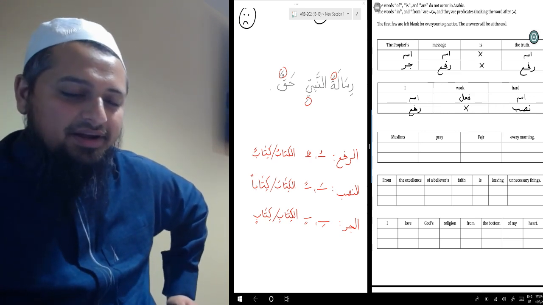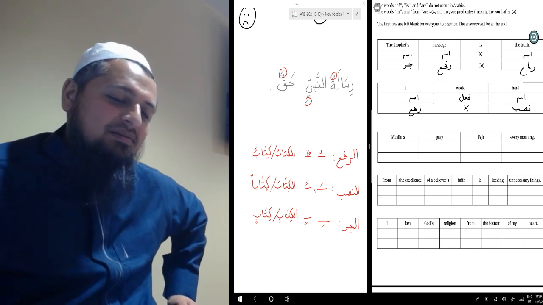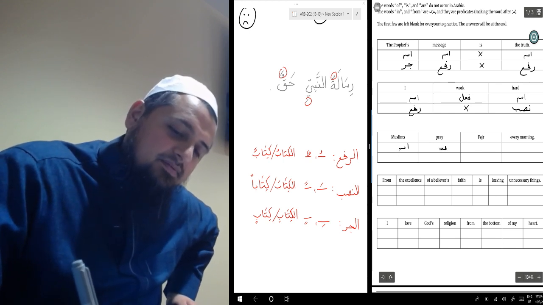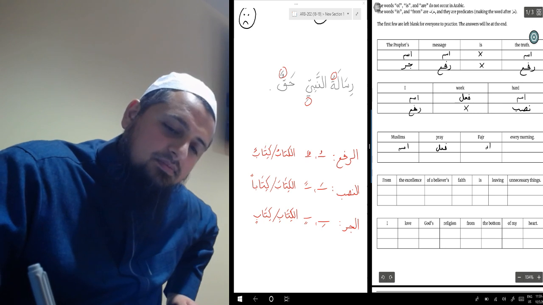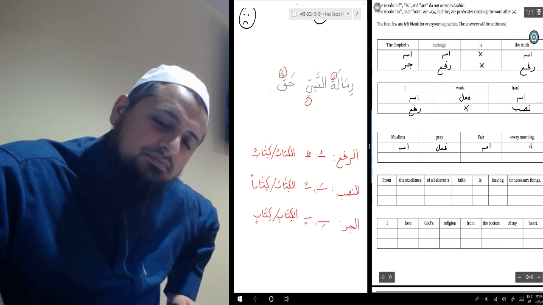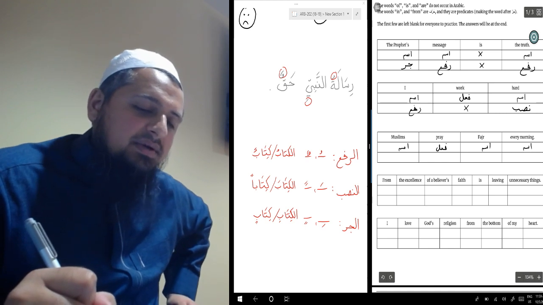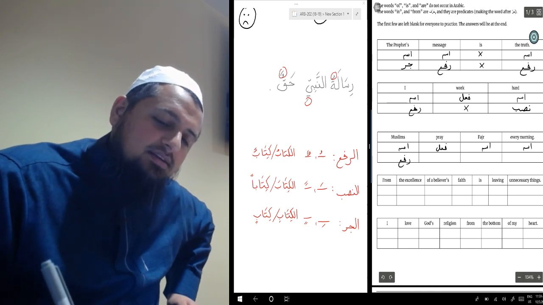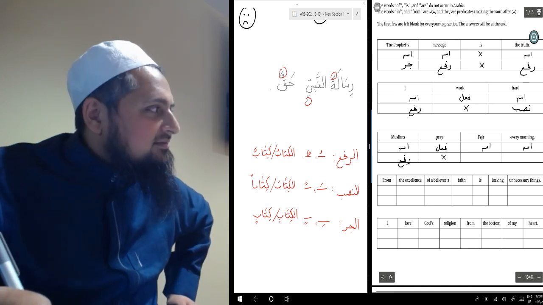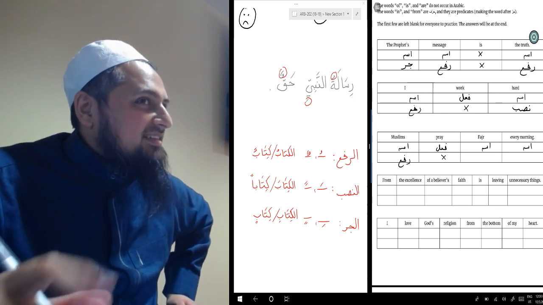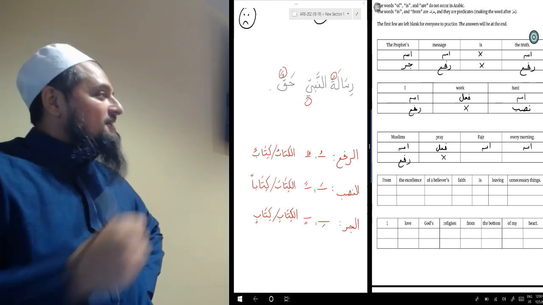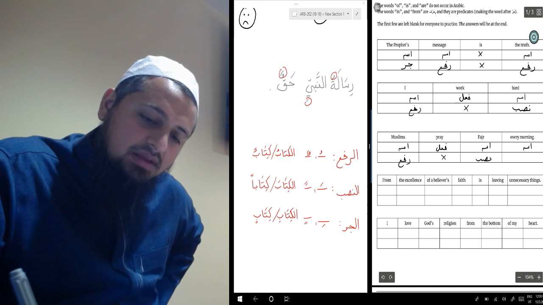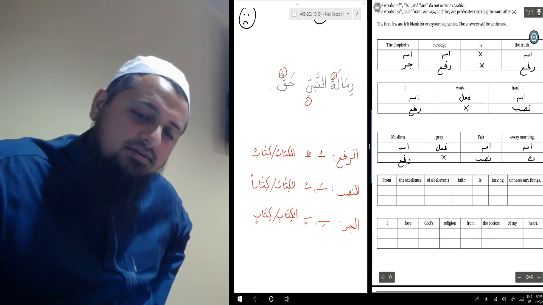Alright, Muslims pray Fajr every morning. Muslims is an ism. Pray, fi'l. Fajr, ism. Every morning, ism. Good. Muslims is my subject, so it's in the state of rafa. Pray is a verb, so we're not there yet. Fajr. Why is it nasab? It's a detail. What am I praying? I'm praying Fajr. Every morning? Nasab, because it's another detail.